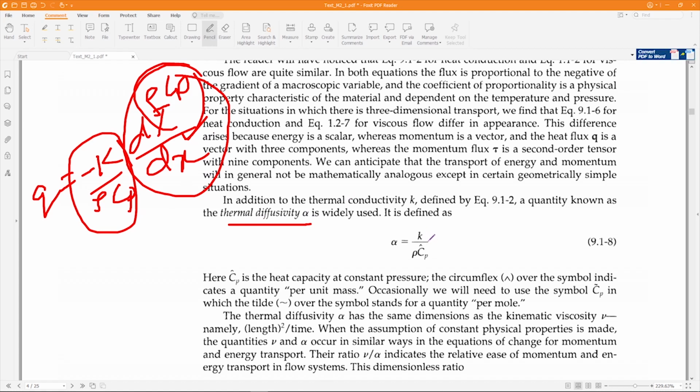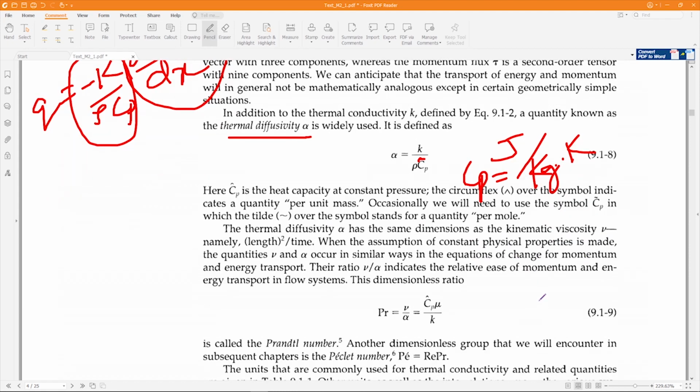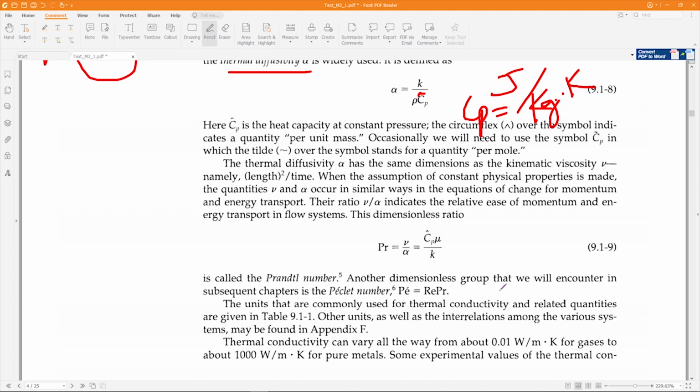You can see alpha is equal to k over rho Cp, where Cp cap is the specific heat capacity. What is the unit? Joule per kg Kelvin. That's why it is cap here. Otherwise, you can just write Cp, which is Joule per Kelvin only. Also, you can know the ratio called the Prandtl number, Pr, which is nothing but mu Cp by k.